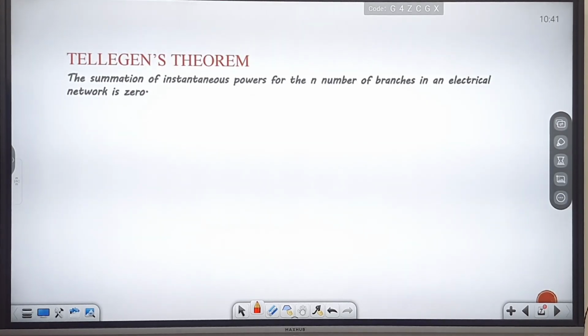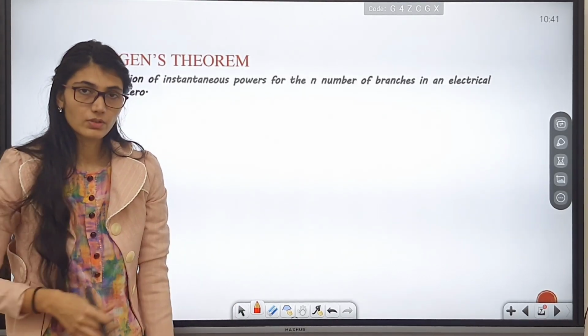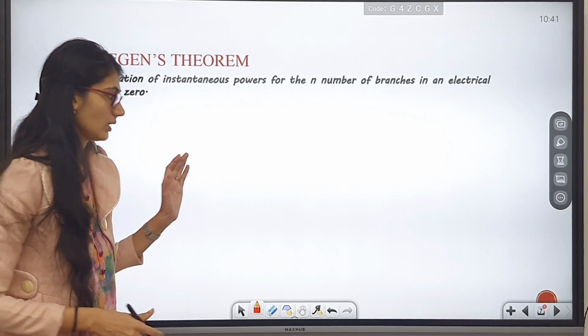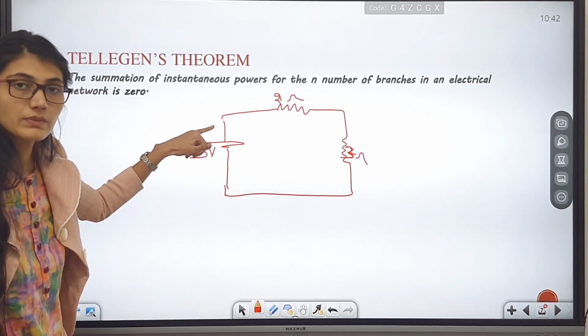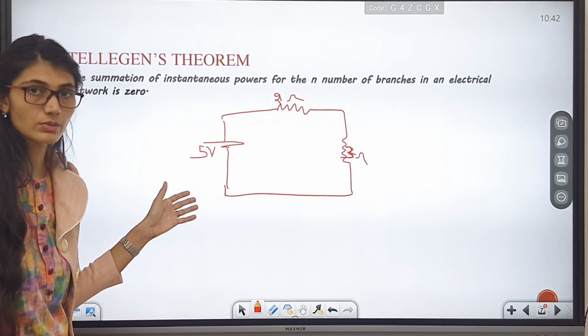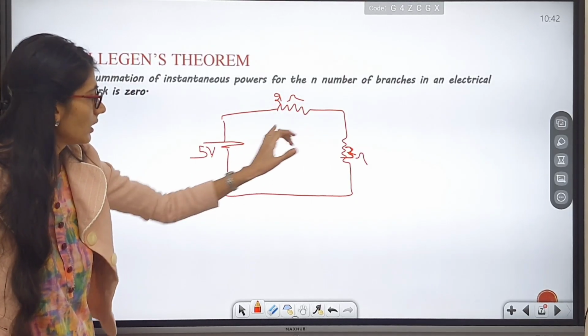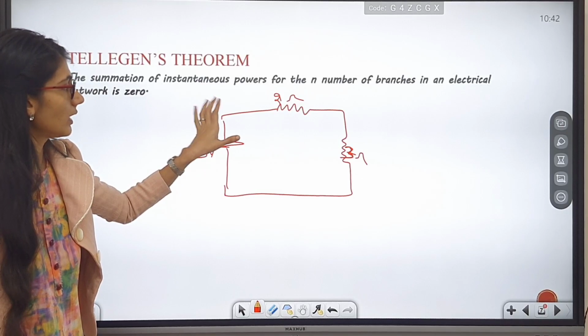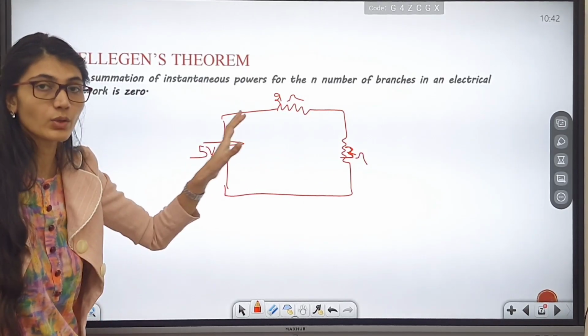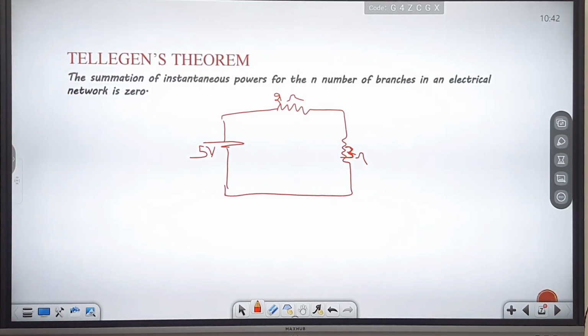Now, Tellegen's theorem. This is nothing but, you can say, the conservation of energy. If you are given a circuit, it will deliver some power. There will be some power associated with each element, equal to V into I. Some elements are delivering power and others are absorbing power, and the overall power in this circuit would be 0. So this is what Tellegen's theorem tells us. It is a way to check whether a circuit is correct or not.